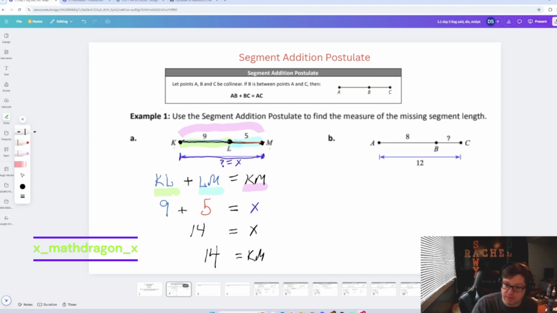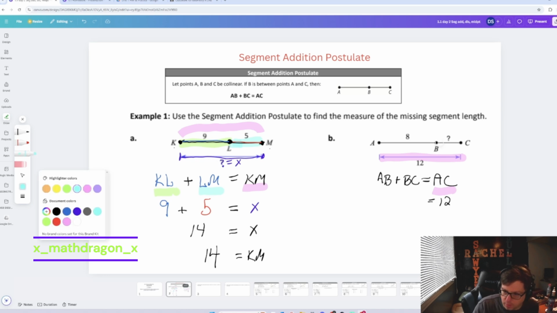And that's essentially what we want to do for this one as well. We're going to do the first piece plus the second piece equals the whole thing. Once we do that, what is the whole thing? Oh, that's 12, so I'm going to put 12 in for it, underline it. And then the second piece is a question mark.